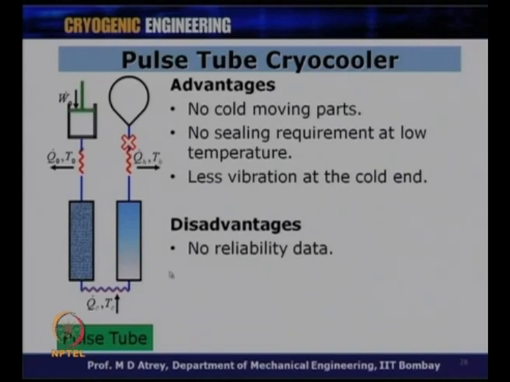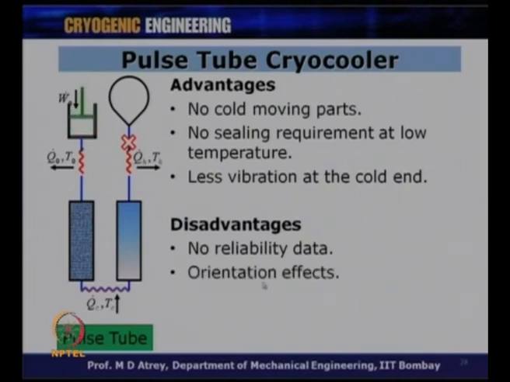The disadvantages are there is not much reliability data currently available because pulse tube coolers have been recently used after 2000 in space application, for example. So, we do not have data over a period of time to show its reliability as compared to what we have with Stirling coolers.